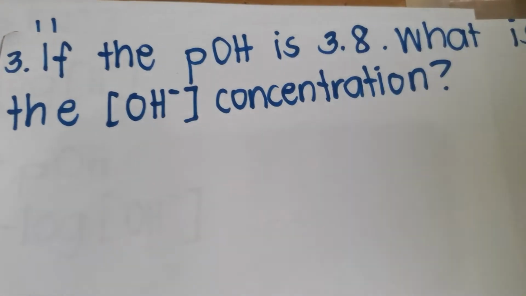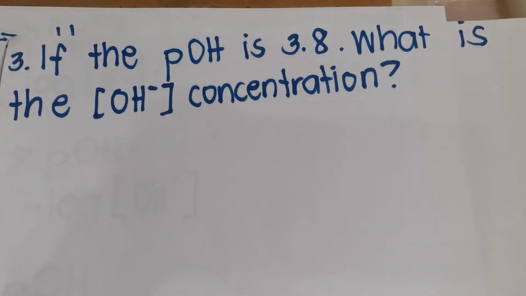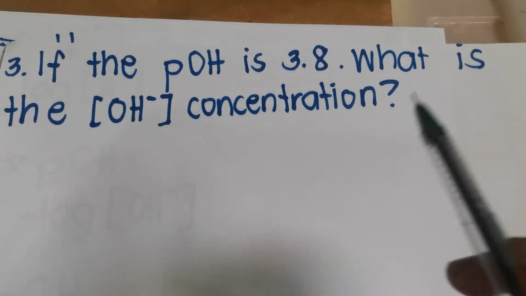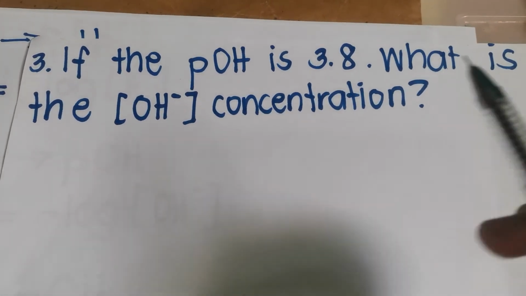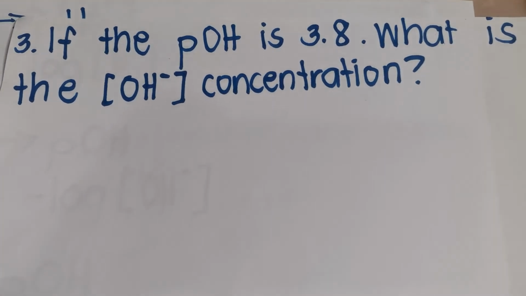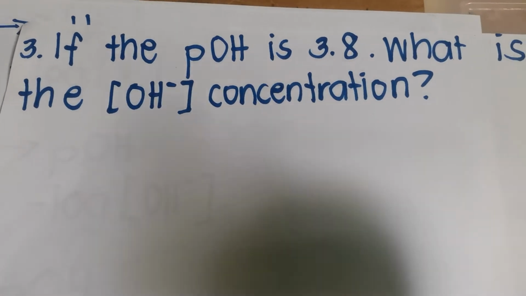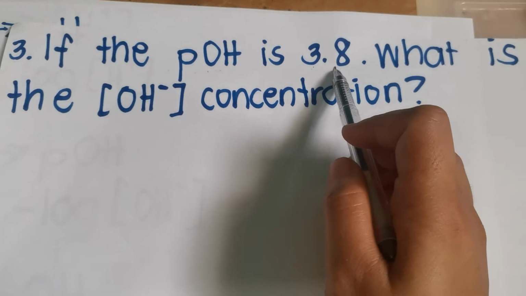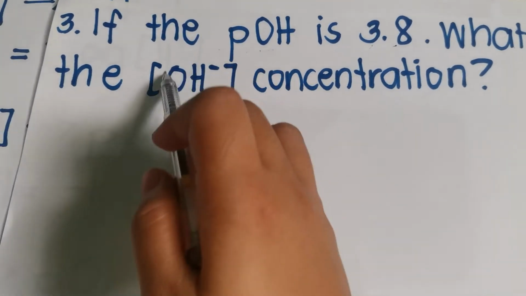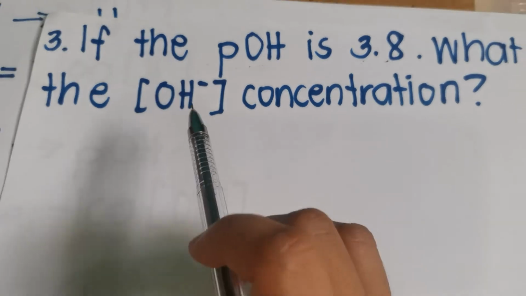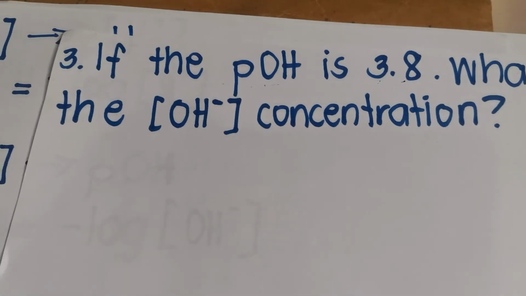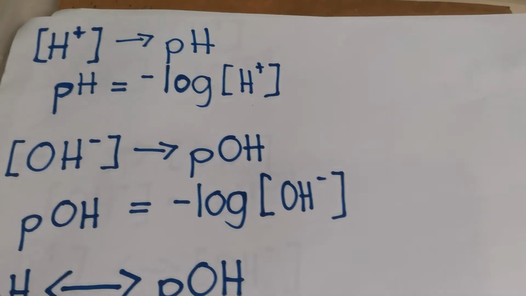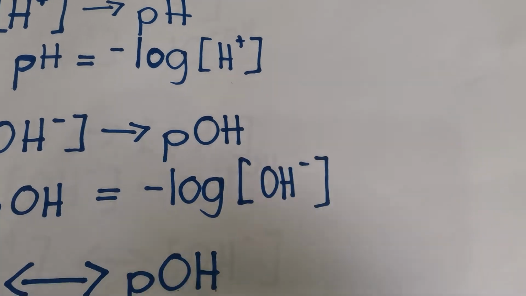Okay, the next is number 3. If the pOH is 3.8, what is the OH negative, or the hydroxide concentration? So same with the process that we have. First, identify what is given. We have the given pOH, which is 3.8, and we are going to find the OH negative. As I said, I have here a ready-made formula for my students so that they can easily identify the problem.